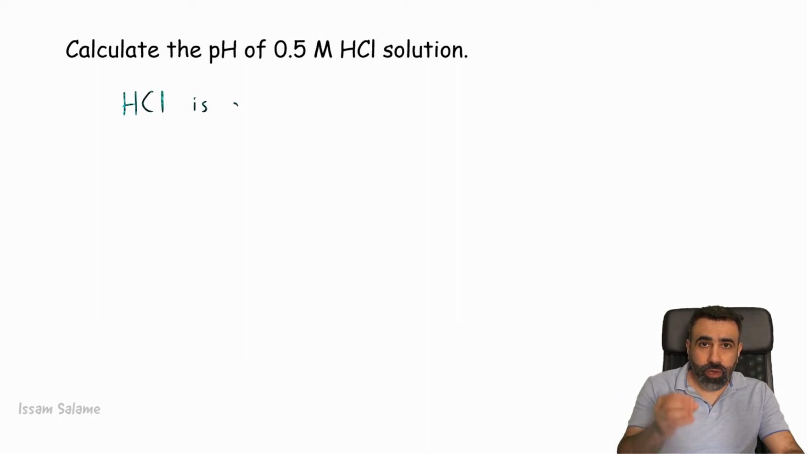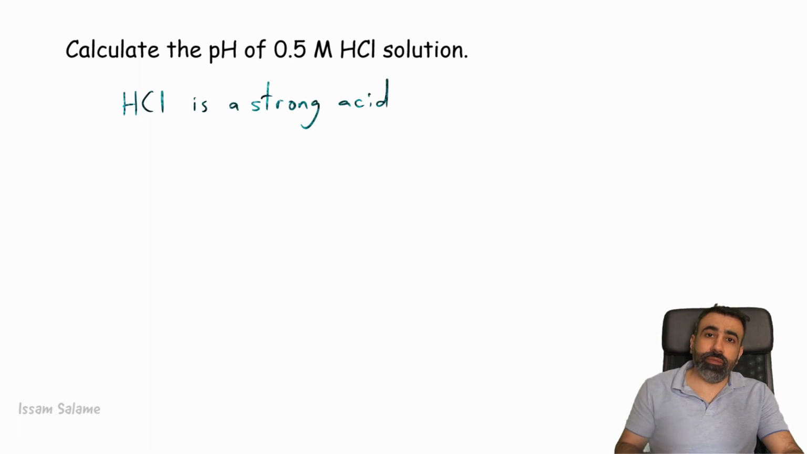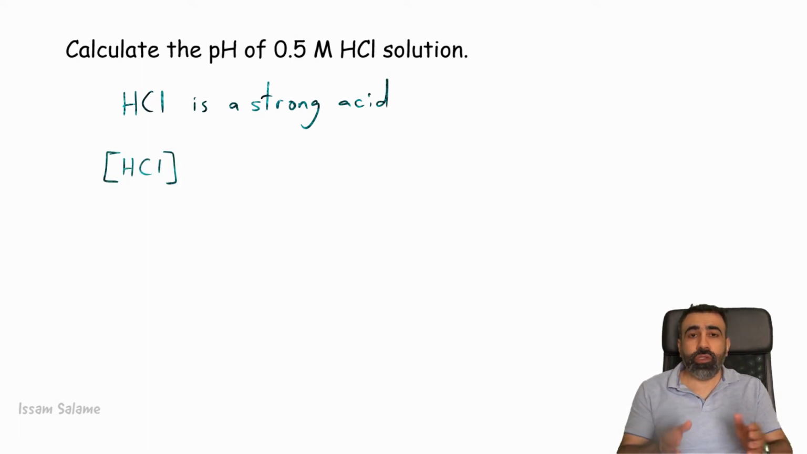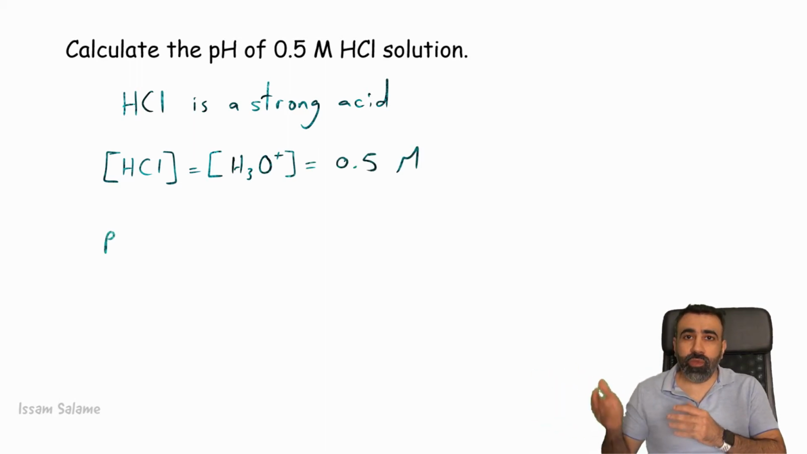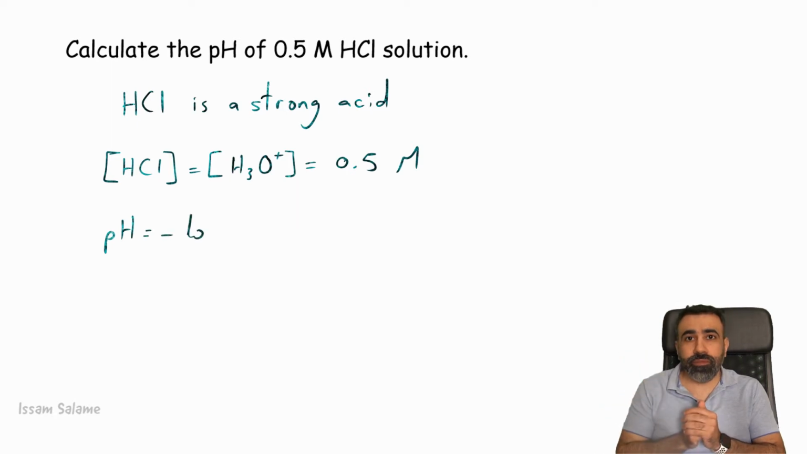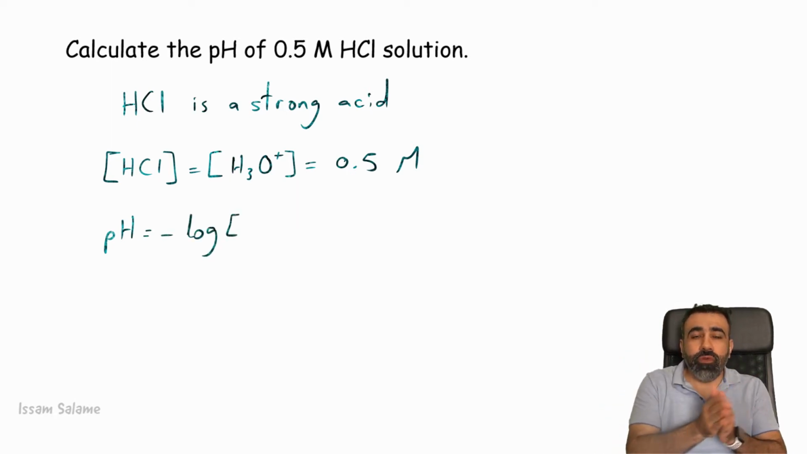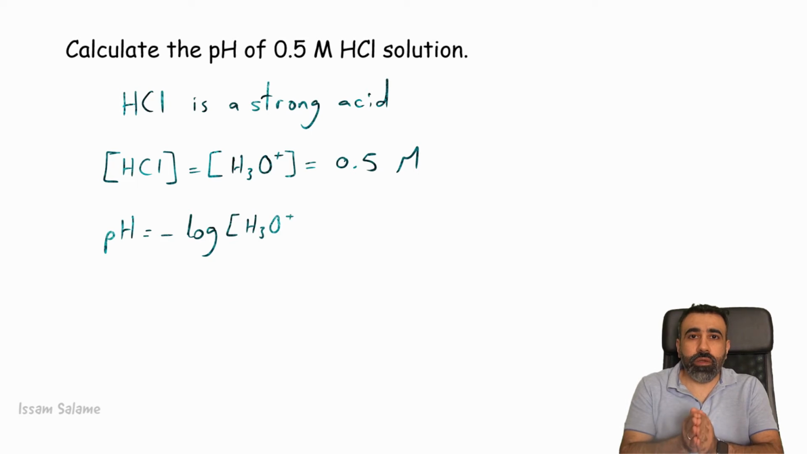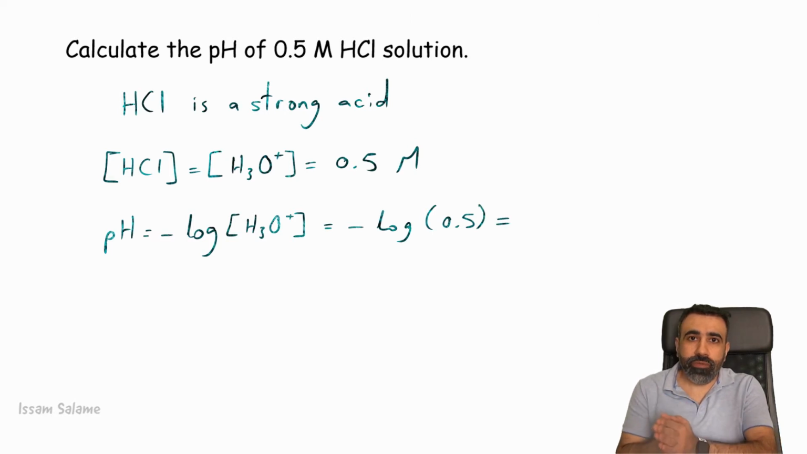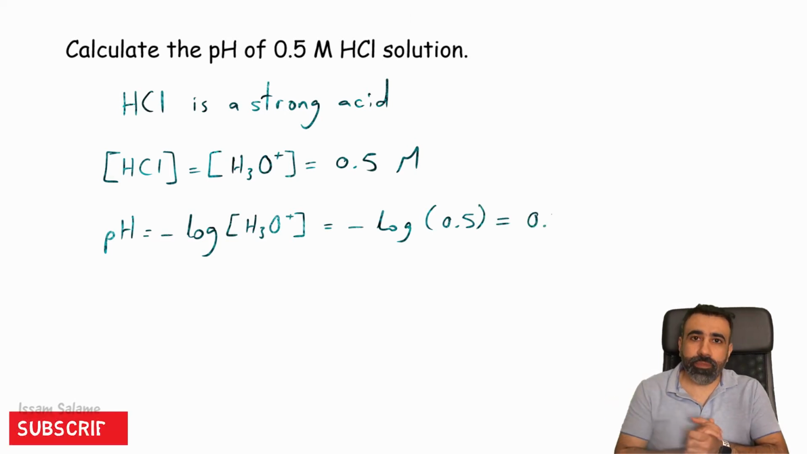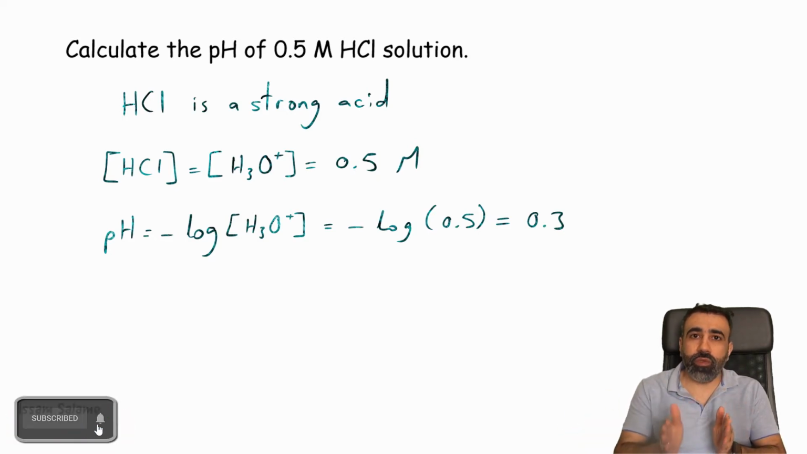Here, HCl, or hydrochloric acid, is a strong acid, which means that concentration of HCl is equal to the concentration of hydronium ions, which is equal to 0.5, as we explained about strong acids. Now we use the formula pH is equal to minus log concentration of hydronium ions, equal to minus log 0.5, which is equal to 0.3. This is the pH of 0.5 molar HCl solution.